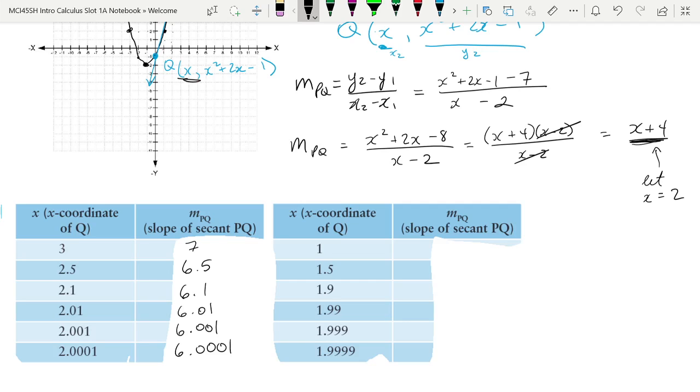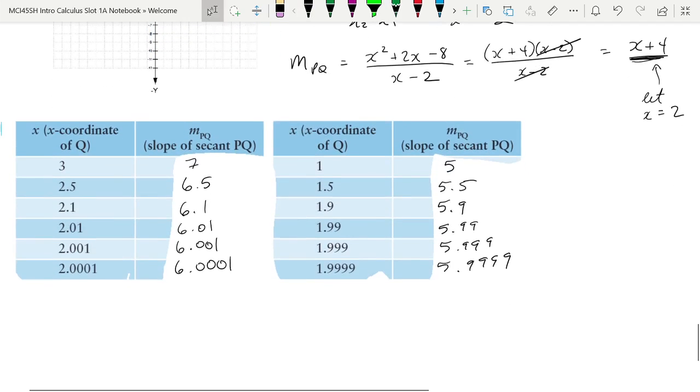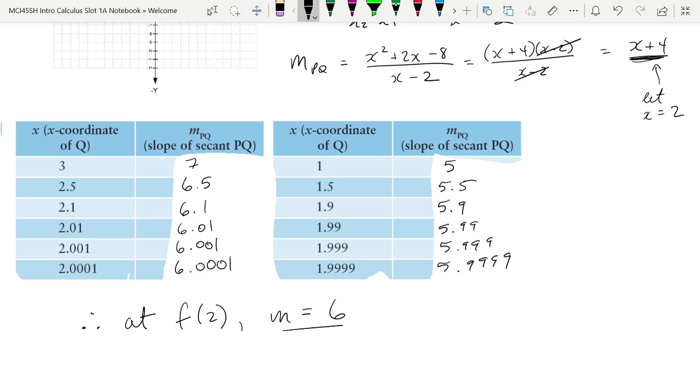What if we start with Q down here, which is kind of where it is in the diagram, and move it upwards and get closer to 2? So what happens when I start with an x-coordinate of 1? Then my slope would be 5, then 5.5, then 5.9, 5.99, 5.999, and 5.9999. As you can see, once again, my conclusion is that at f of 2, the slope is very much going to be 6.